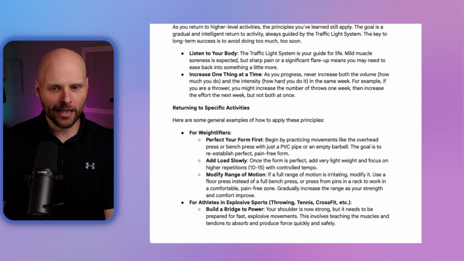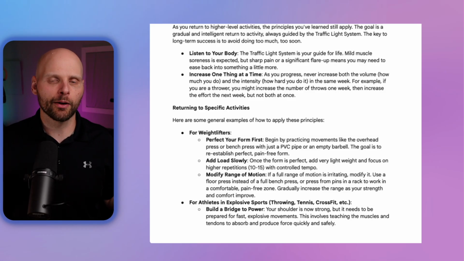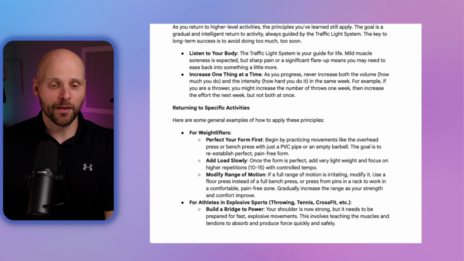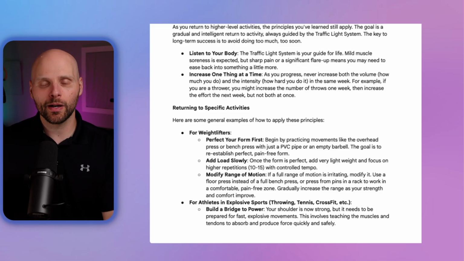But if you're a weightlifter, let's say you're benching, start with something light, whether it's PVC or just the bar, and go from there. I like doing tempo still, work on that and slowly add on, kind of going up higher and higher, adding on reps as we need to go. If you need to modify range of motion, you can do that. But either way, that's what we're doing.